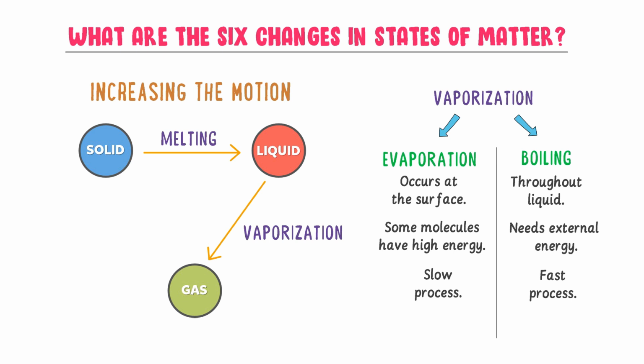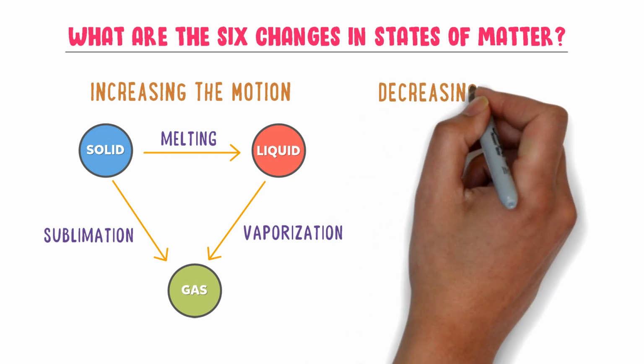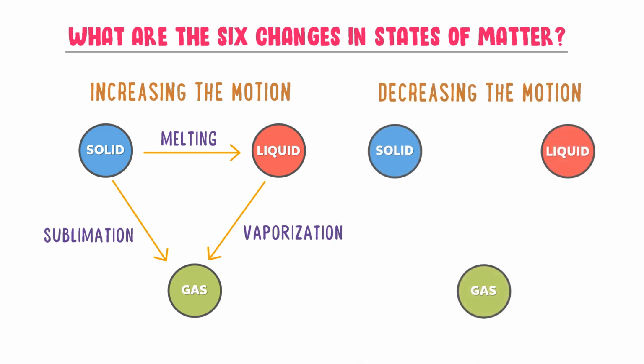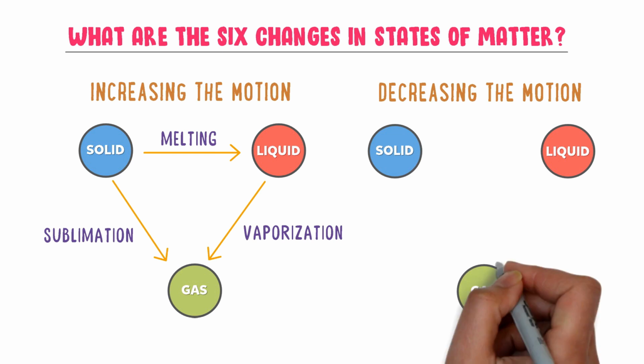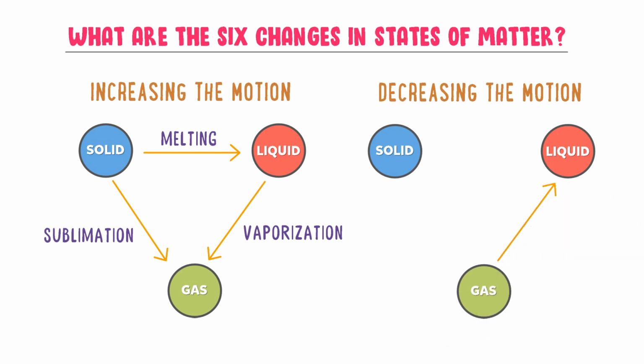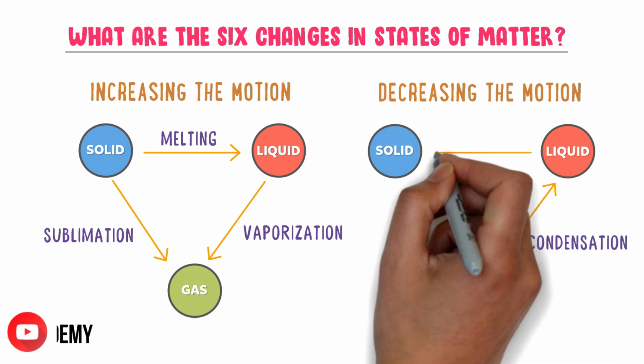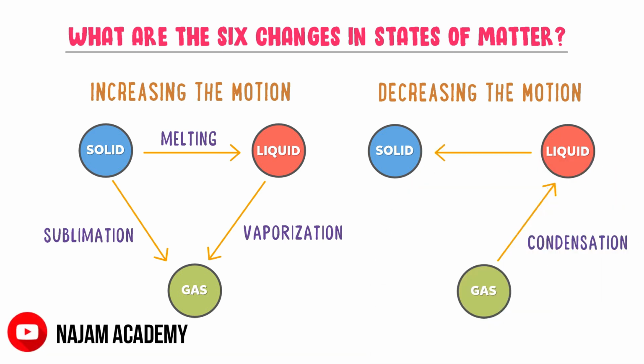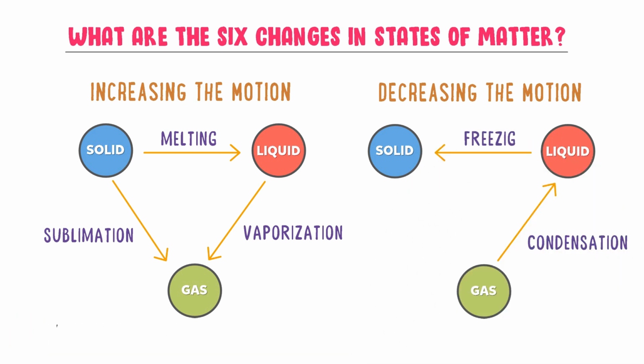Thirdly, when we provide high energy to a solid so that it directly changes into a gas, this process is called sublimation. Now we will study decreasing the motion or speed of particles. For example, when a gas changes to a liquid, it is called condensation. Secondly, when a liquid changes to a solid, it is called freezing.